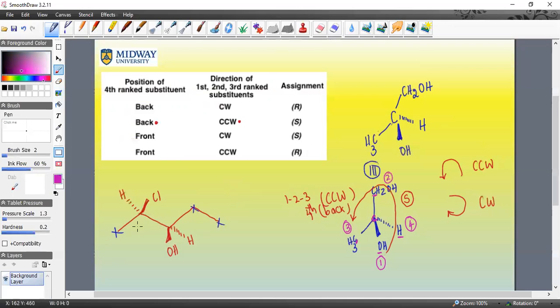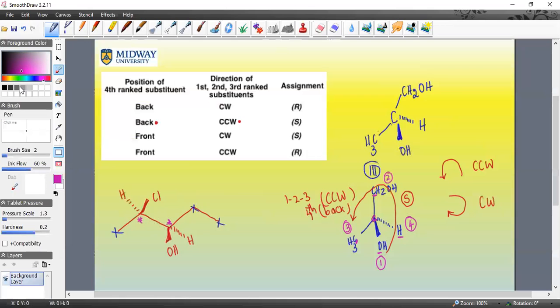We did spend a considerable amount of time on these, so I don't think you will have any problems agreeing with me that those are the 2 chiral carbons we have. Okay, that means we have to assign R or S to each one of these. But you can only have 1 for each carbon. You cannot have R and S for a single carbon. All right, now comes the priority.